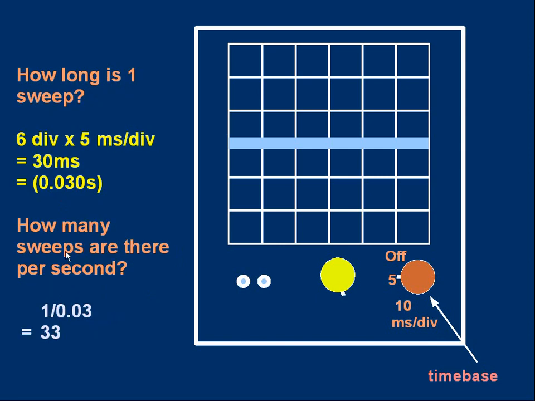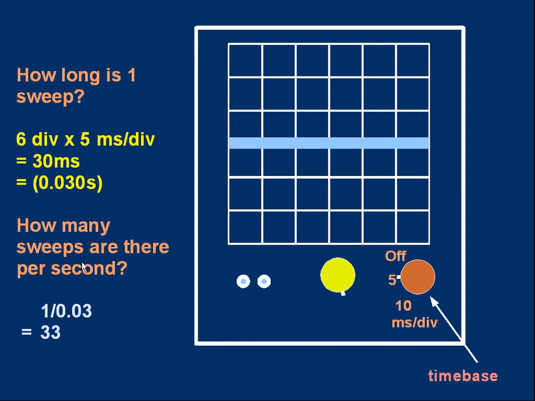Okay, let's do it. How long is one sweep? Well, there are 6 divisions across, so the spot has moved across 6 divisions. Each division is 5 milliseconds because that's a time-based setting. That means the time it's taken is 6 divisions times 5 milliseconds per division, 30 milliseconds, 0.03 seconds.